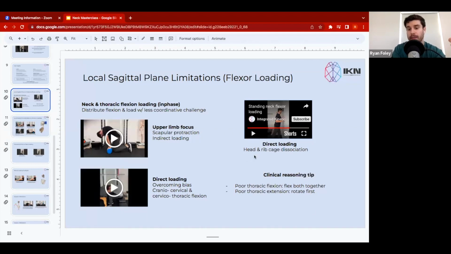Again, this clinical reasoning tip, we've just discussed this already before: if we have a client with poor thoracic flexion, we want to distribute head flexion and thoracic flexion first, particularly if they're coming to see us with a limitation in head flexion, but they also have thoracic flexion limitations. Distribute flexion first. If the client has poor thoracic extension, like I said, we wouldn't necessarily try and drive the client into more thoracic extension.